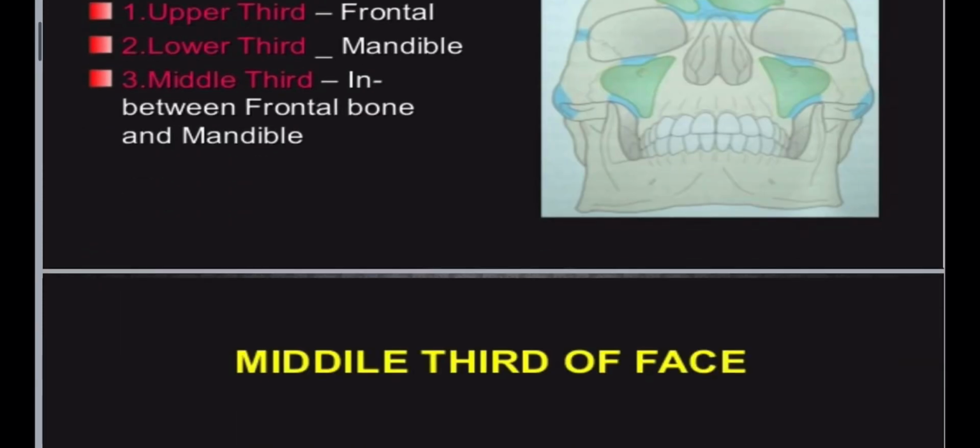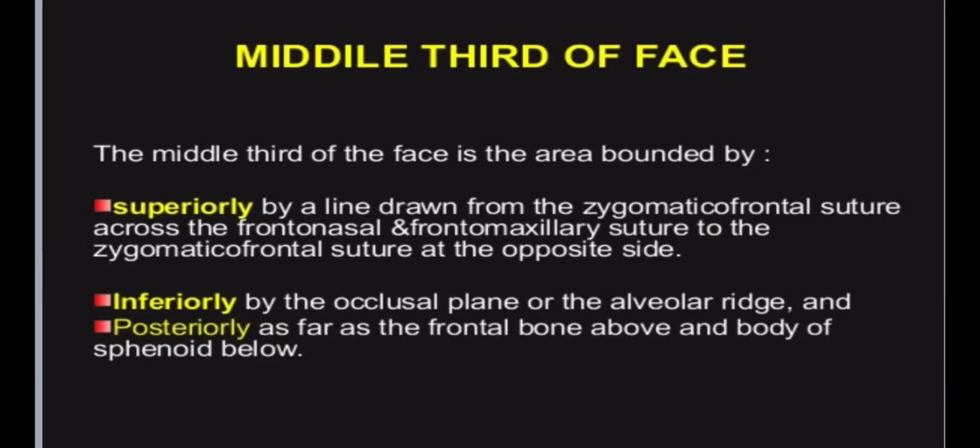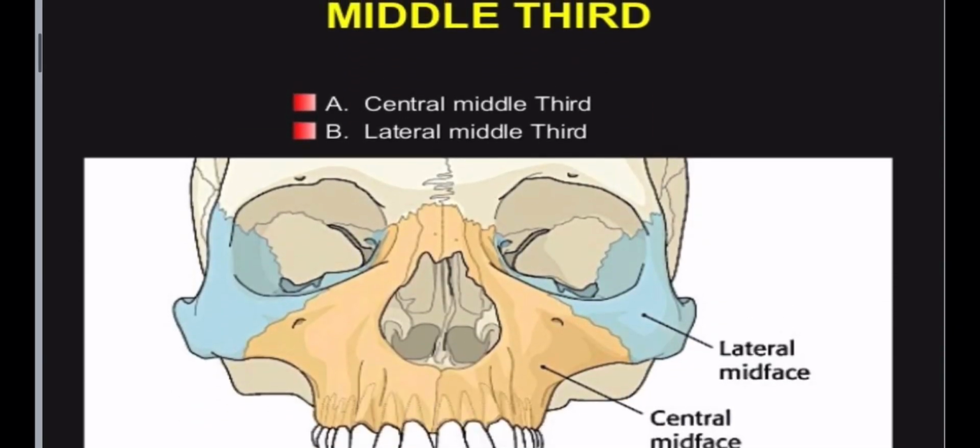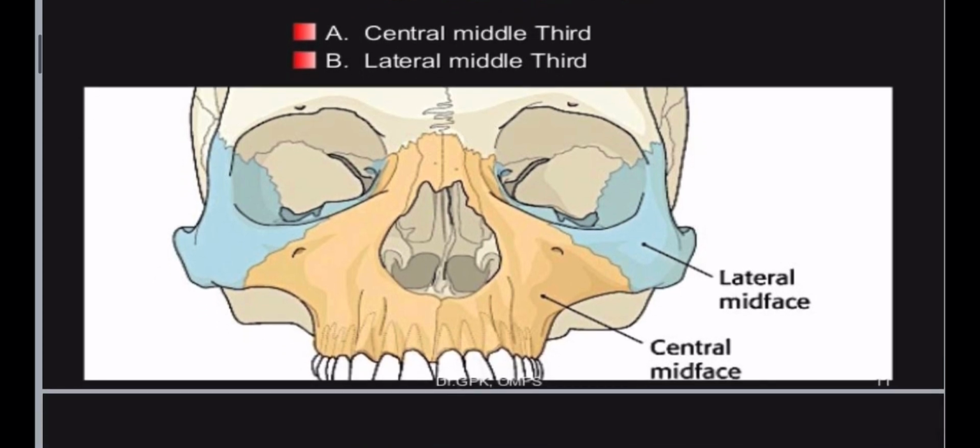The middle third of the face is the area bounded superiorly by a line drawn from the zygomatico-frontal suture across the frontonasal and the frontomaxillary suture to the zygomatico-frontal suture at the opposite side, inferiorly by the occlusal plane or the alveolar ridge, and posteriorly as far as the frontal bone above and the body of the sphenoid below. The middle third has a central part and a lateral part.